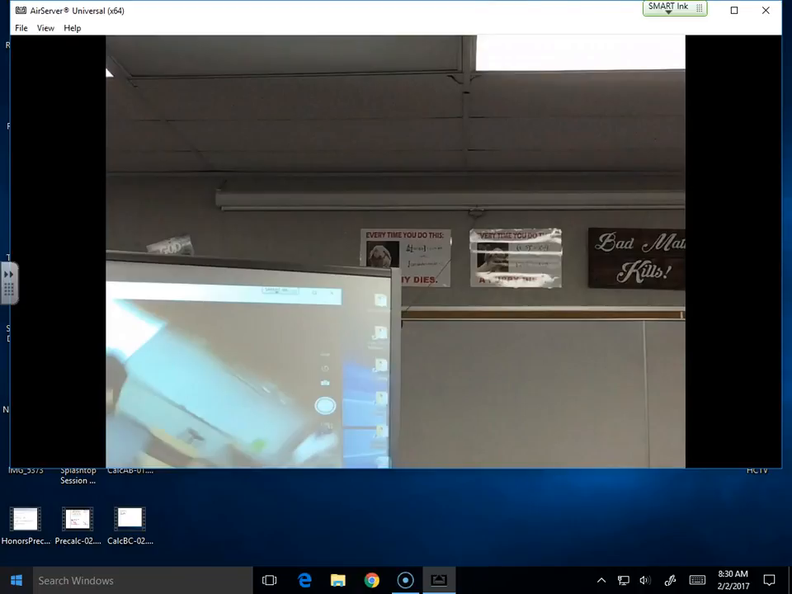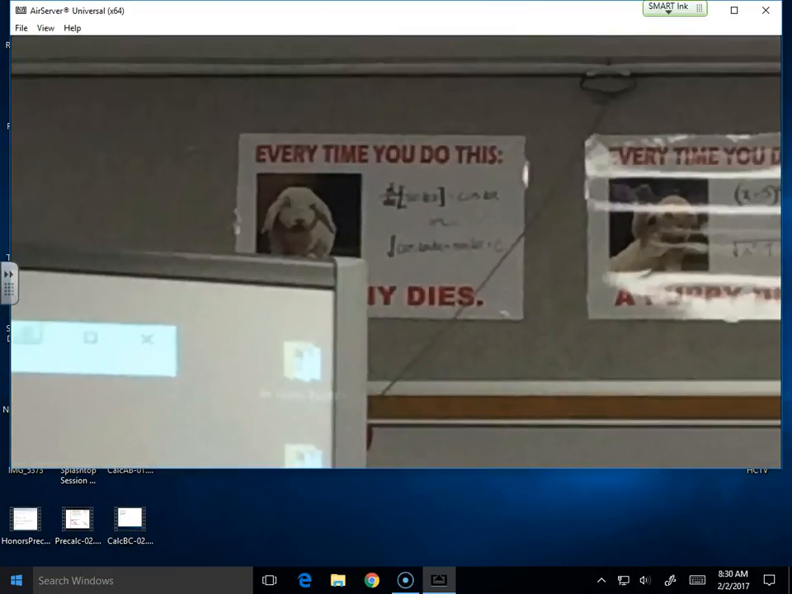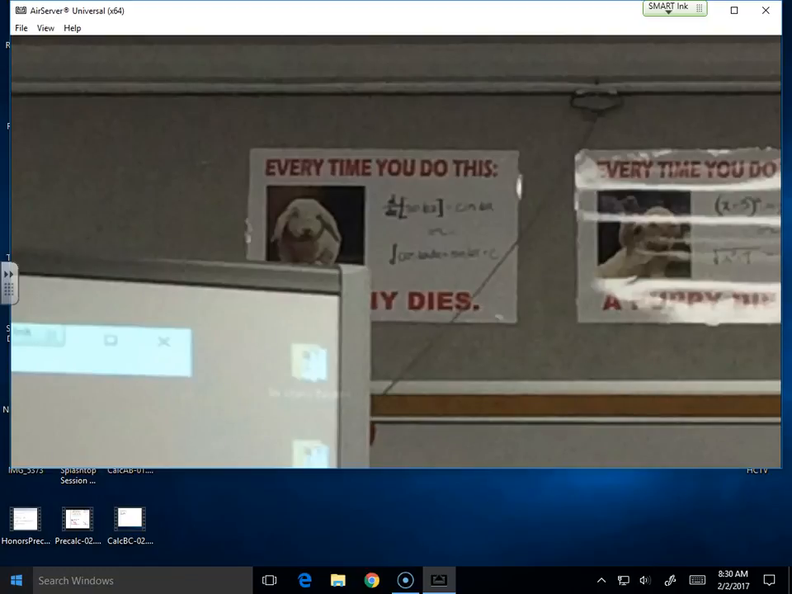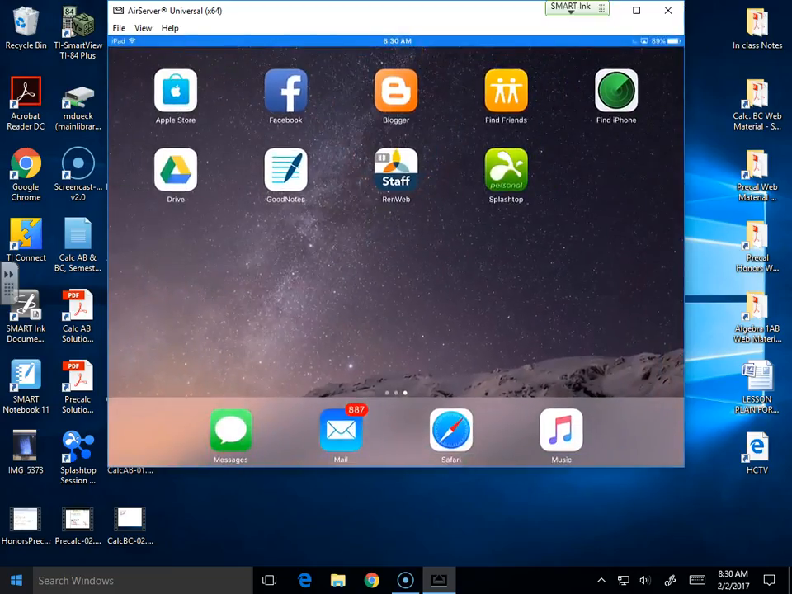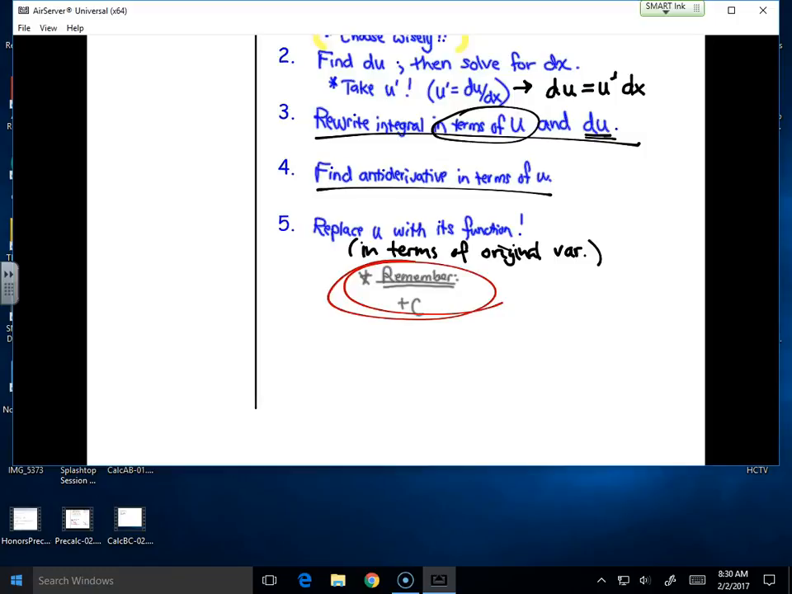Aha! There's the bunny rule. Let's see if we can zoom in. I doubt it, but we'll try. The top of the bunny rule says the derivative of sine of 6x is cosine of 6x, and the integral of cosine of 6x dx is sine of 6x plus c. Now hold on, don't worry, I'm going to write it down. Let me go back to my notes.